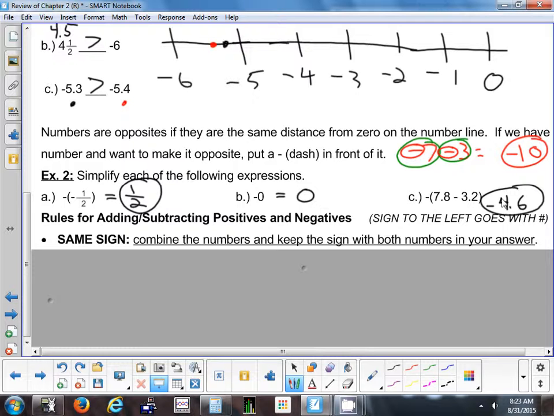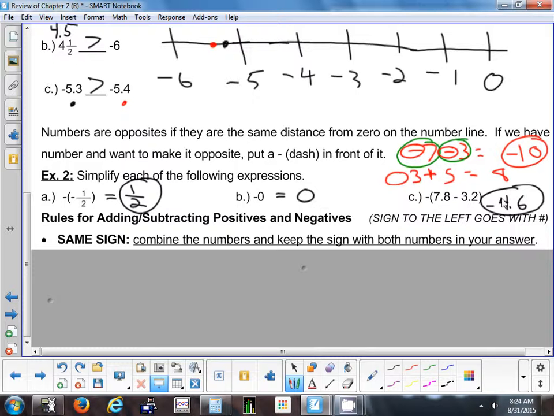Same thing if I had two positives. If I had 3 plus 5, just because there's no sign here, it's still going to be positive, even though there's no sign. I'm going to combine my two numbers. 3 and 5 gives me what? 8. And then I don't have to put positive. We might get in situations where we have a long problem, and we might have to put the positive sign in there. But these rules are real important.